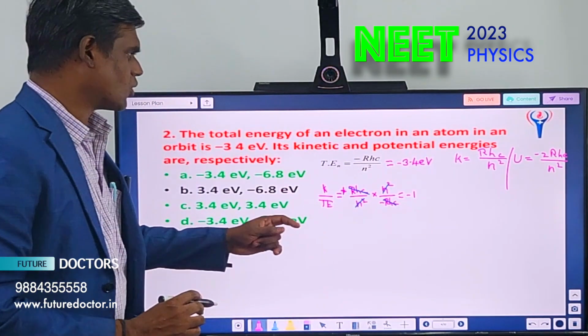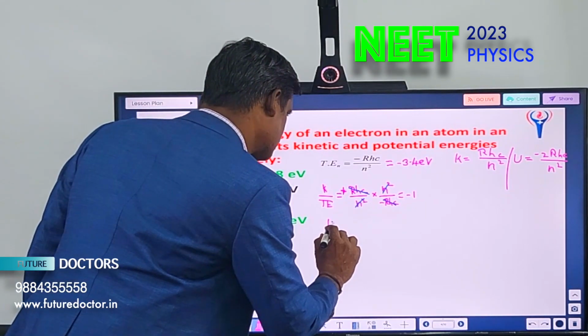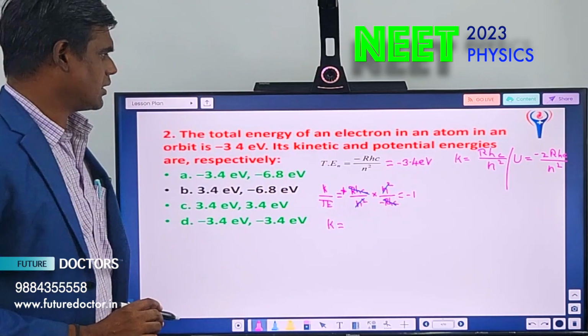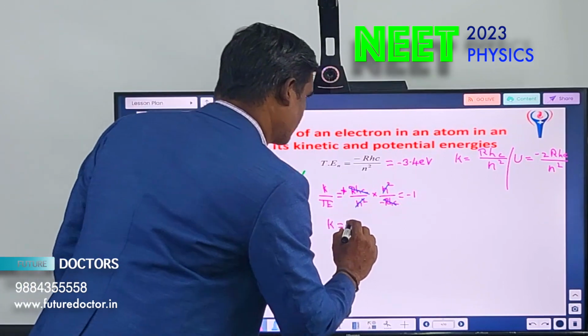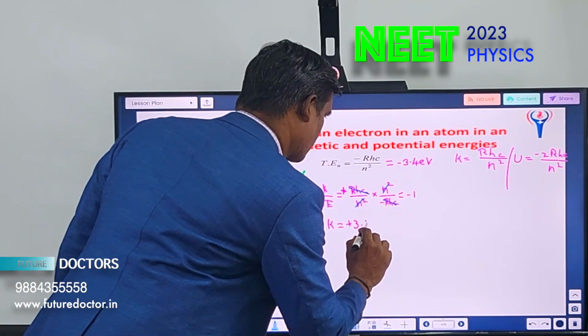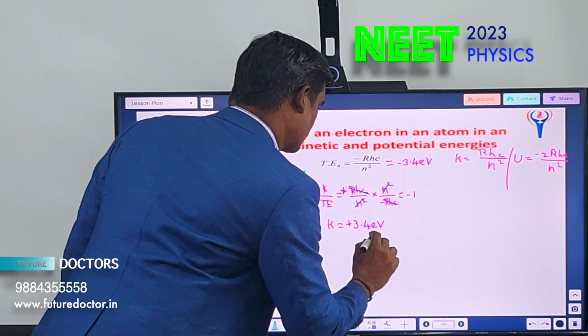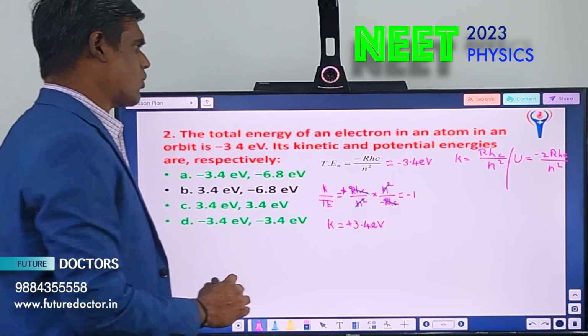So kinetic energy by total energy equals minus 1. Then kinetic energy equals minus of total energy. Total energy is given as minus 3.4 eV. So minus of minus gives plus 3.4 eV. This is the kinetic energy. Next, coming to potential energy.